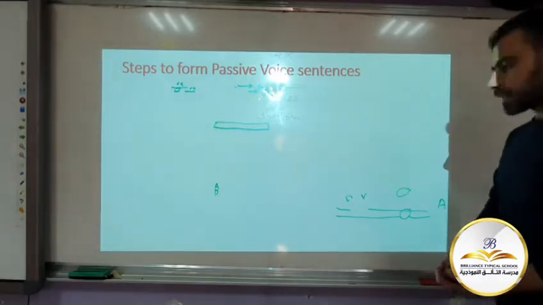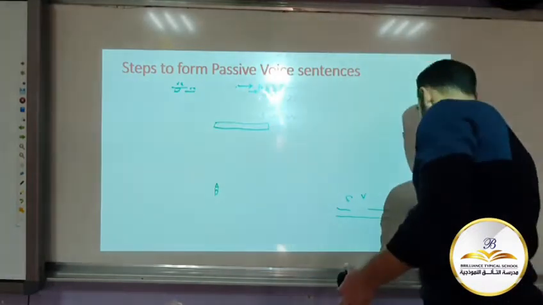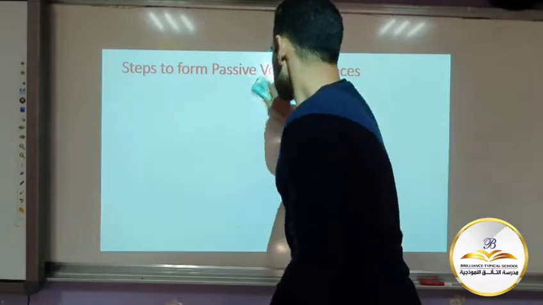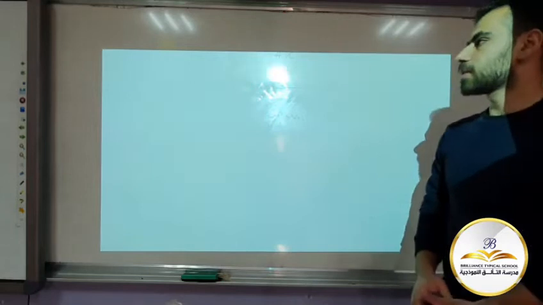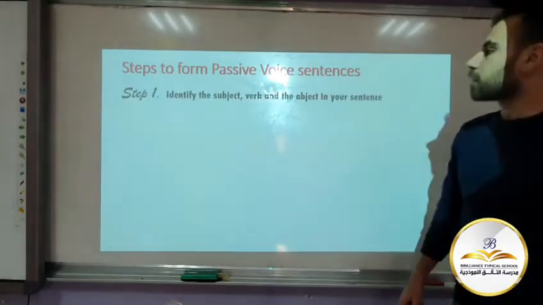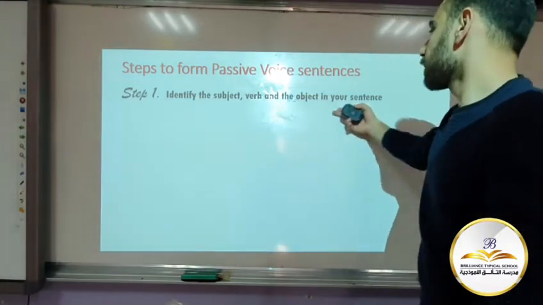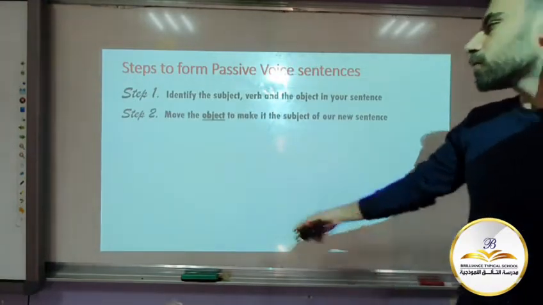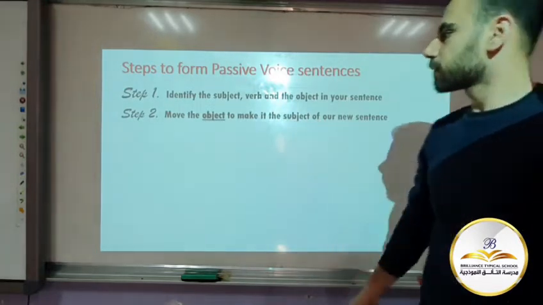Let's take a look at some steps to form sentences from active into passive. To make any sentence into passive, you need 6 steps. Let's take a look at them. The first one, you need to identify the subject, the verb, and the object in your sentence. The next one, move the object to make it the subject of our new sentence.